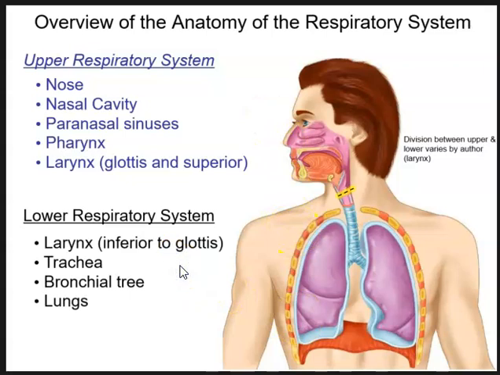The lower respiratory system will include part of the larynx, inferior to the glottis. It also includes the trachea, the bronchial tree, as well as the lungs.